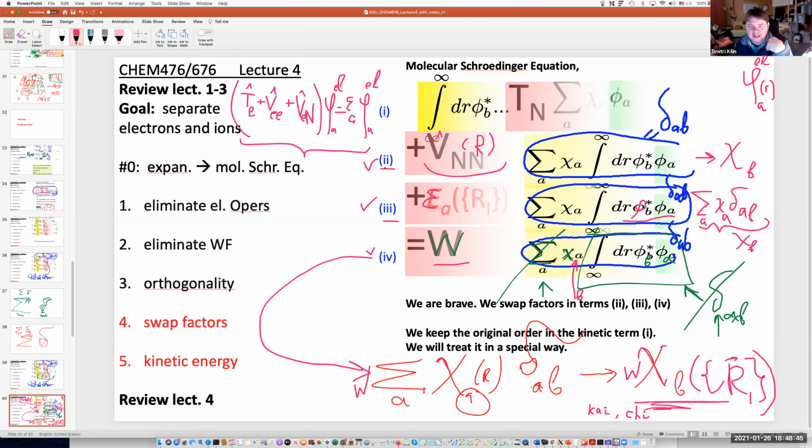But unfortunately, with line number one, the situation is not as simple. We need to represent the kinetic energy operator of nuclei as an operator that includes a derivative over the position of nuclei. And here we recognize that the nuclear wave function depends on positions of nuclei, which is no wonder. And the electronic wave function as well does depend on both electronic and nuclear positions, at least parametrically. So in some sense, we will need to take the derivative. We will need to explicitly apply the operator of nuclear kinetic energy onto these two functions.